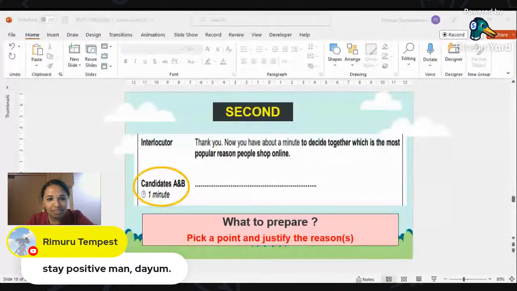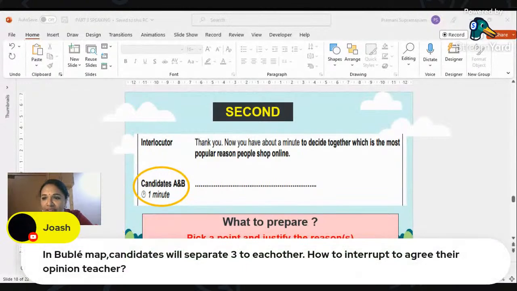Okay, this one I like Rimuru. Stay positive, man. So stay positive. So I hope, still got a question? Still got a question. I thought that's the last one. Okay, come. In bubble map, candidates will separate 3 to each other if there are 6. I'm not telling you must be 3 or what. Any number also can. How to interact to agree with their opinion, teacher?